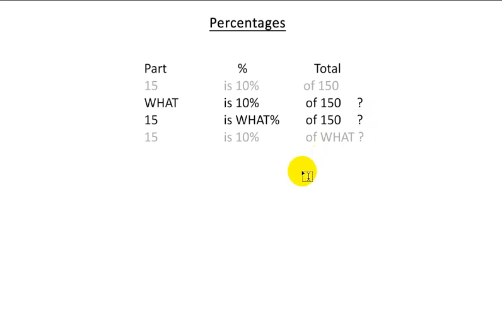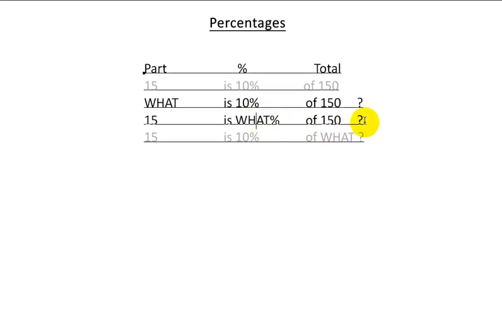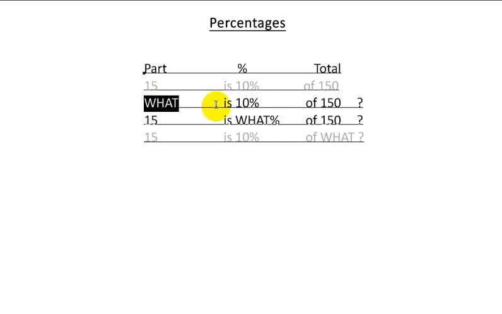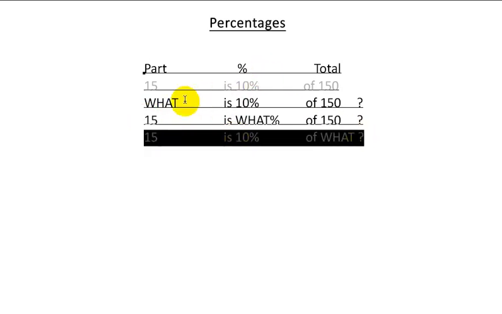Hello everyone. In today's video, we will continue talking about percentages. Now, in the last couple of videos, we talked about what happens in these two cases, meaning when I know the percentage and the total but the problem is asking for the part. We also talked about the case where I'm looking for the percentage while knowing the total and the part. Today, we're going to discuss these two again, as well as this part.